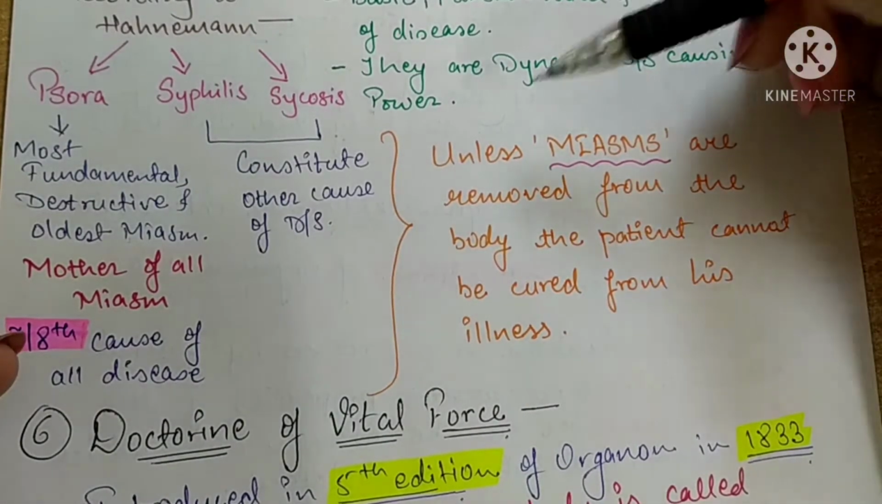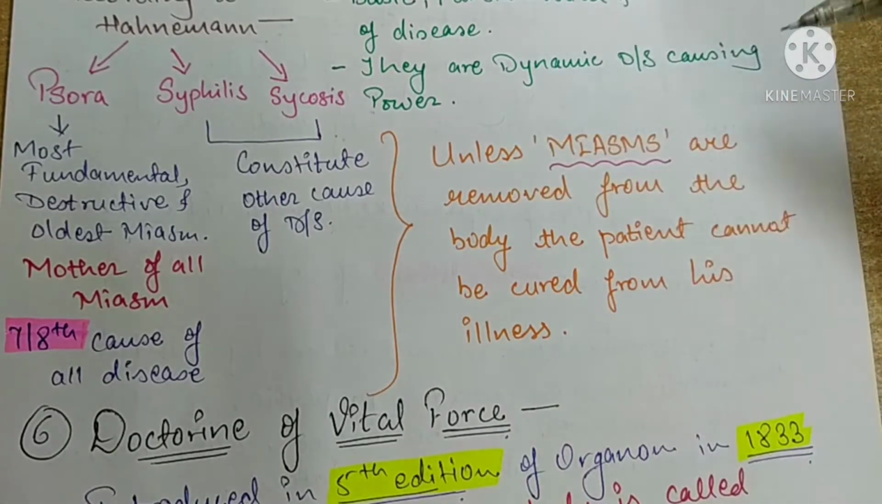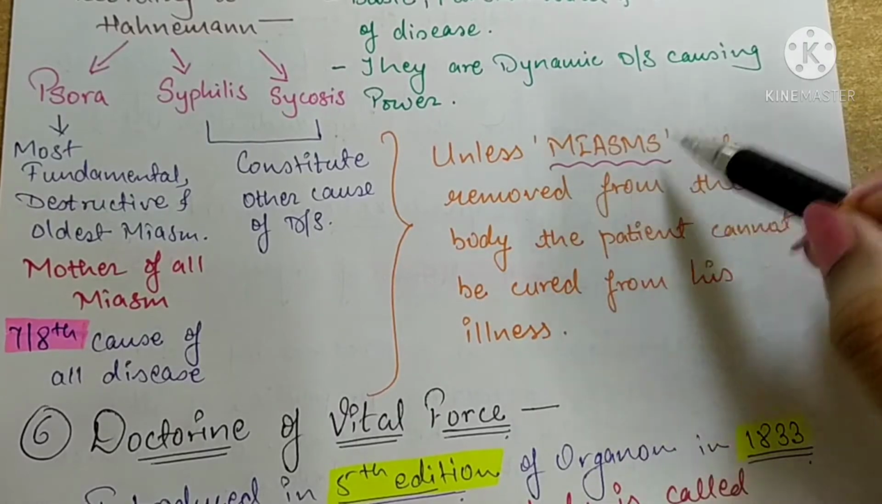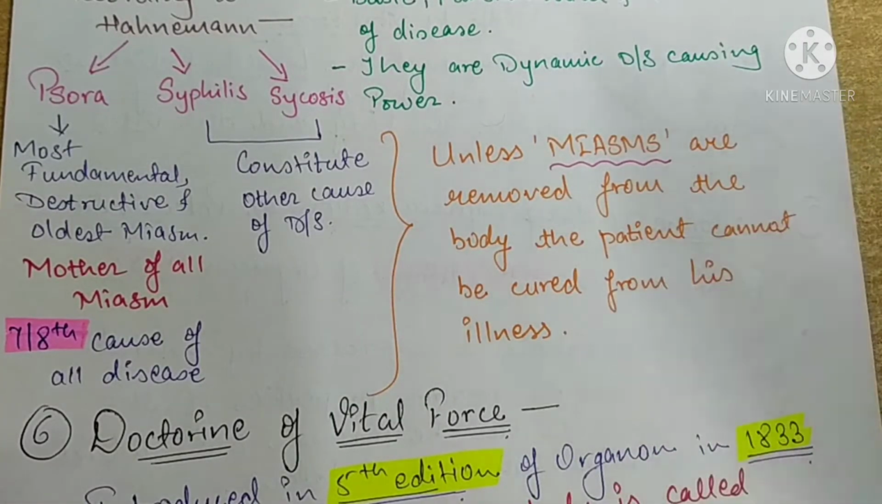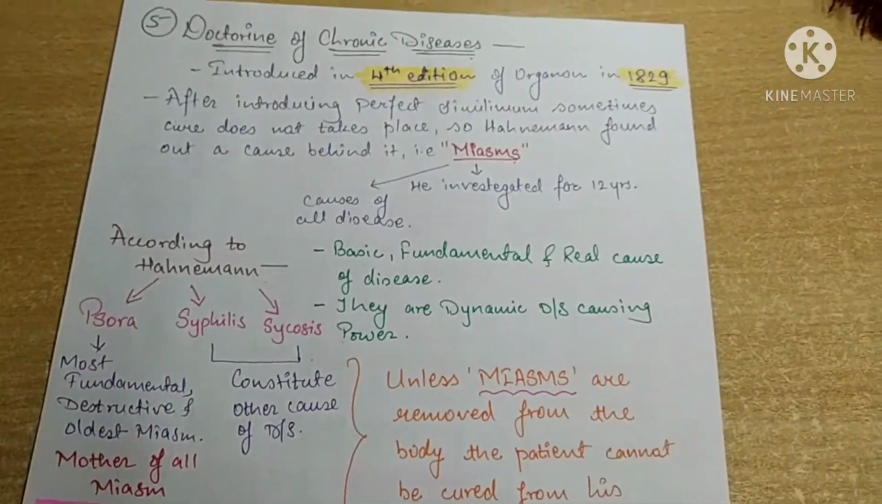So Hahnemann told that unless miasms are removed from the body, the patient cannot be cured of his illness. So we have to remove the miasms, and then only can the proper cure take place. This was all given in the Chronic Diseases.